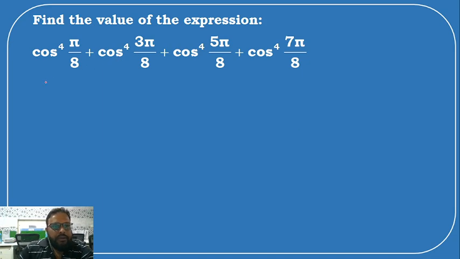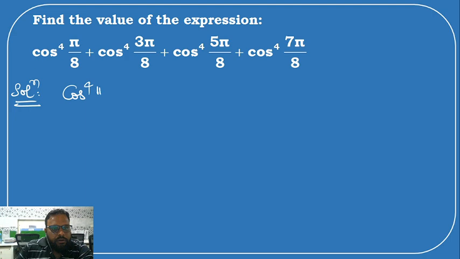Hello everyone, let us see this question. Find the value of the expression cos to the power of 4 pi by 8 plus cos to the power of 4 3 pi by 8 plus cos to the power of 4 5 pi by 8 plus cos to the power of 4 7 pi by 8. This is the question we have.